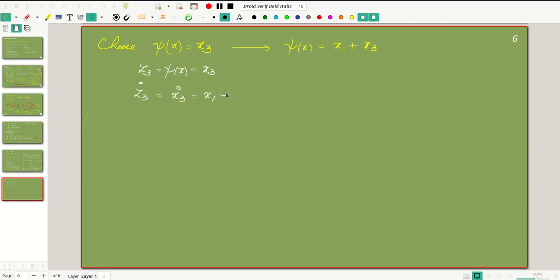X1 plus x2 cubed minus 3x3 cubed here. So what is the exact dynamics? What was the dynamics of the system? Z1 dot is equal to Z2, Z2 dot is equal to V, and Y is equal to Z1. So we have the last term, Z3 dot. Here it is in terms of x1, x2 and x3. So we have to convert it into the Z1, Z2, Z3 parts.